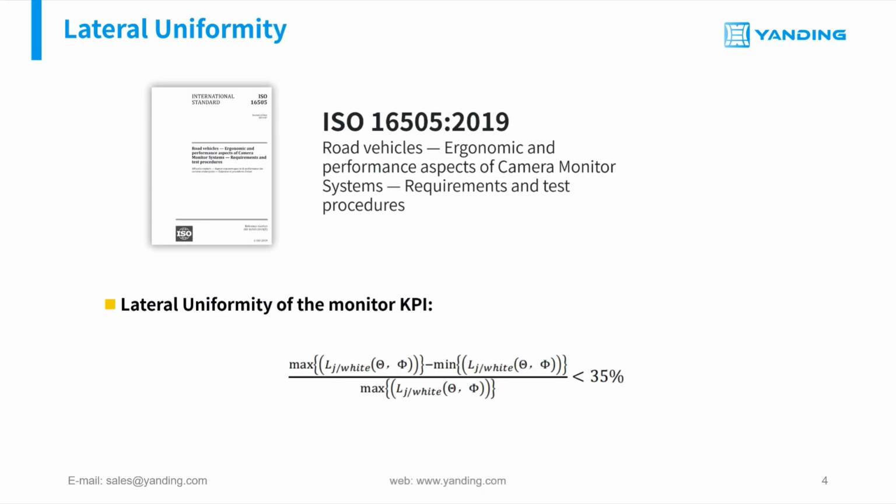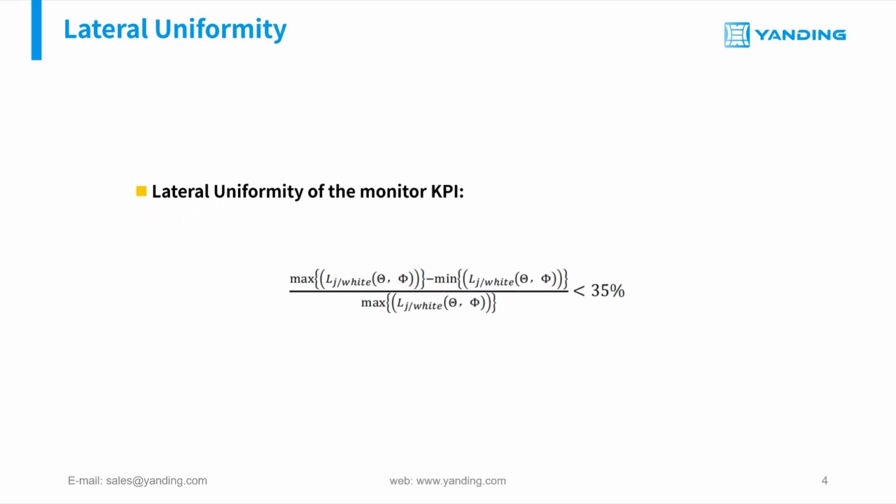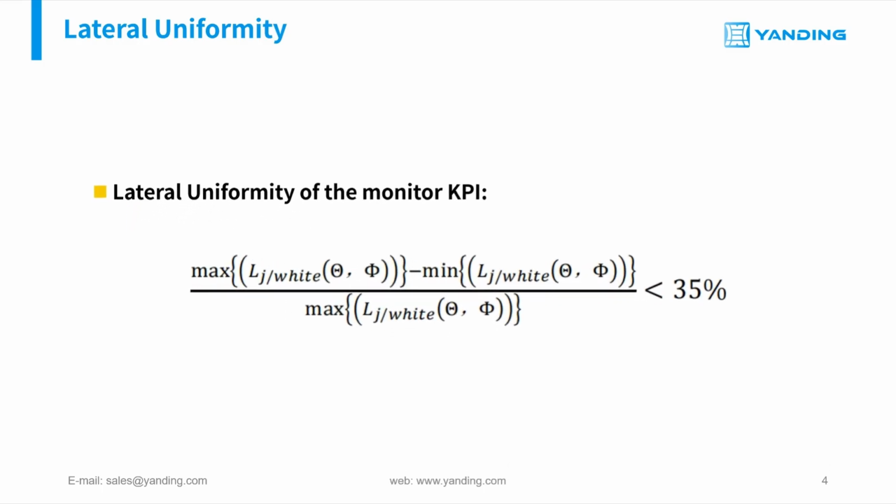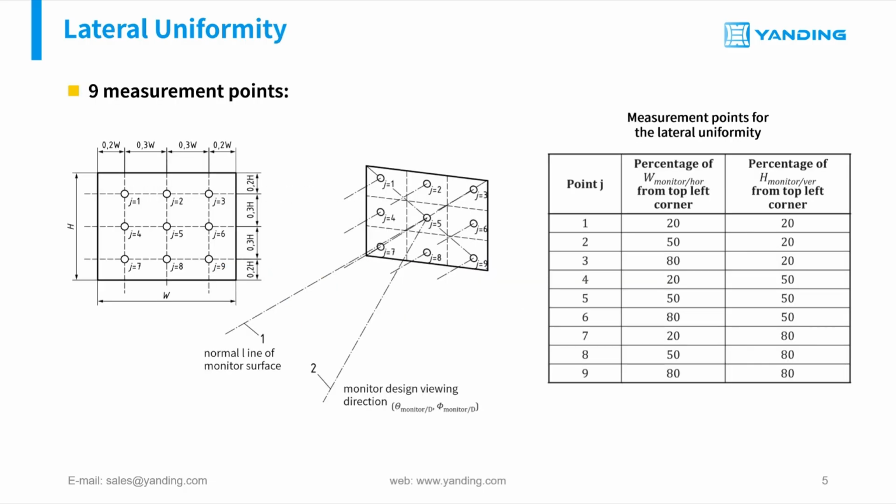Per ISO 16505, CMS lateral uniformity requires that the maximum luminance difference across 9 measurement points is less than 35%. These measurement points are positioned at different percentages based on the monitor's defined horizontal and vertical dimensions, covering the screen center, corners, and midpoints of the edges.